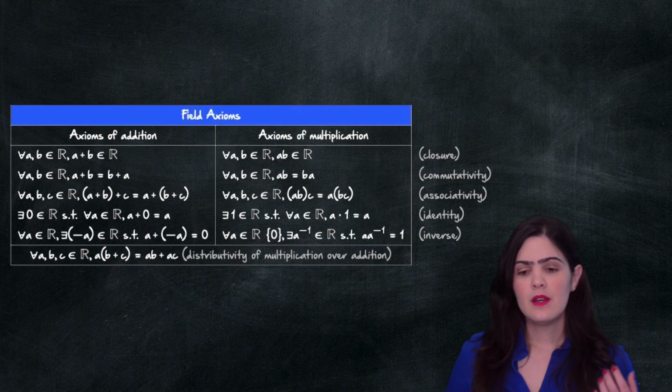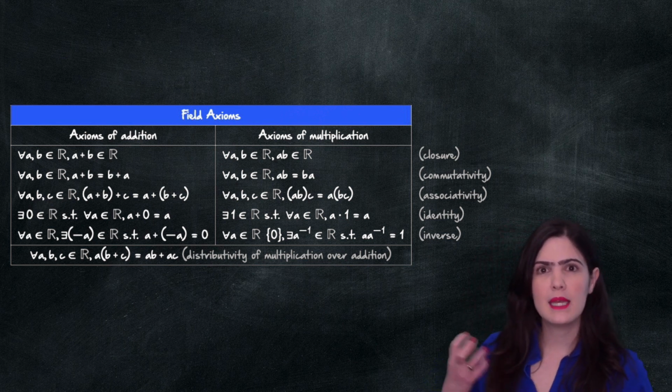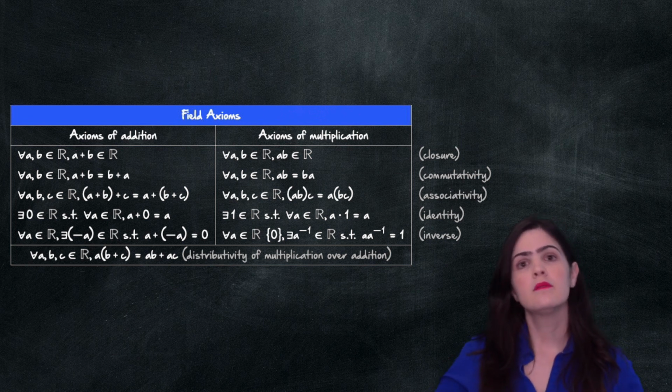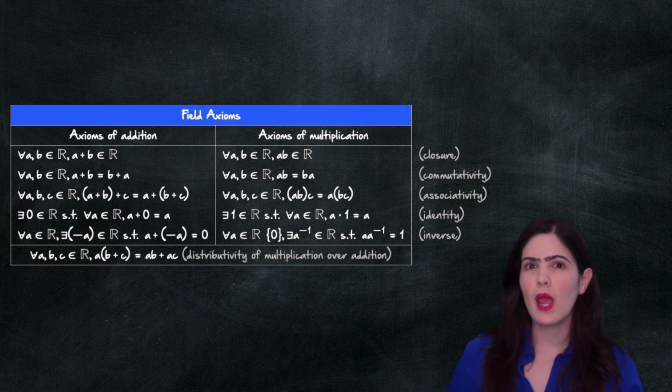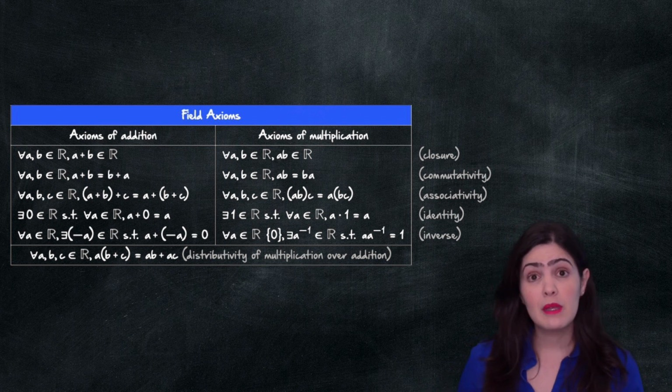So I'm going to group them depending on some of the main ideas behind those rules, and then later in a future video I'm going to put everything together. The first ones are the field or algebraic axioms, and they're actually quite simple. I'm sure you are familiar with them.